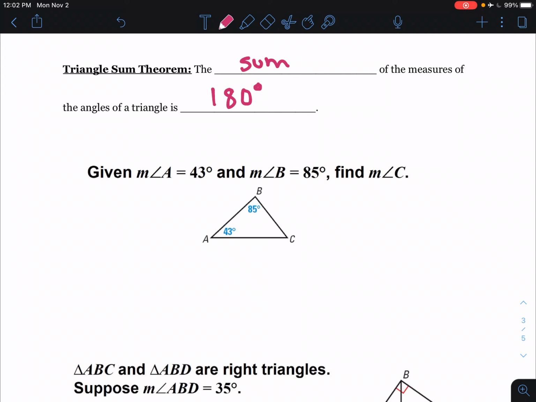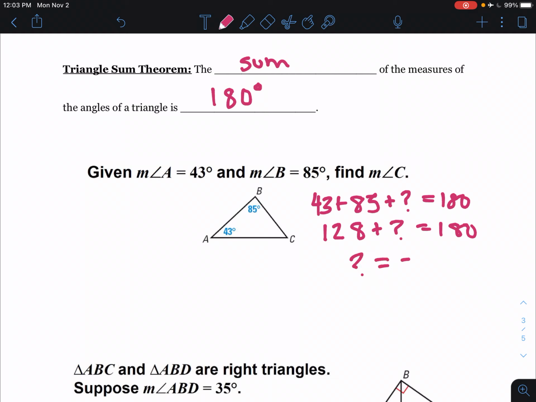The way that we set this up can be a couple different ways. I like to do it as 43 plus 85 plus what equals 180. Now you can solve this algebraically. I try to solve for what we know, and then I figure out how much more I need. So far I have 43 plus 85, which is going to be 128, plus what equals 180. So if I have 128 and I need to get to 180, how much more do I need? That ends up being 52. So the question mark is 52.